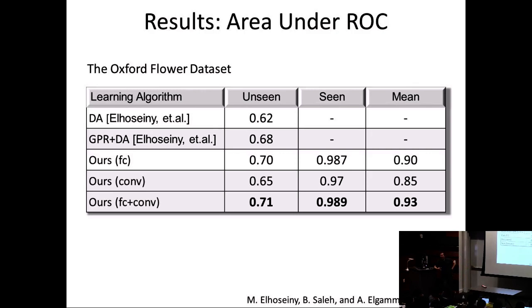Mind you, there are 200 different classes, and these are very specific different flowers. So doing zero-shot learning is actually pretty challenging.